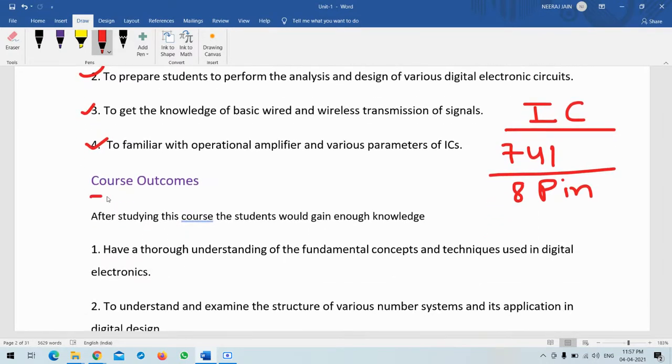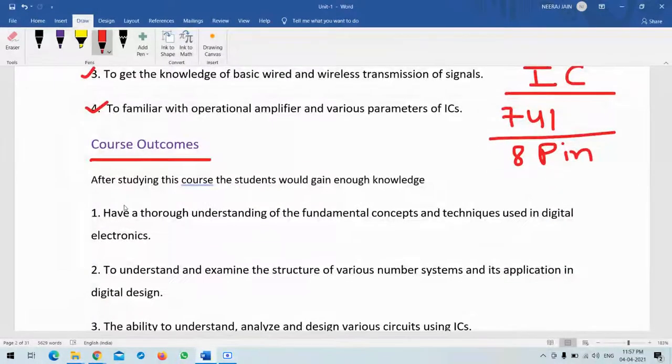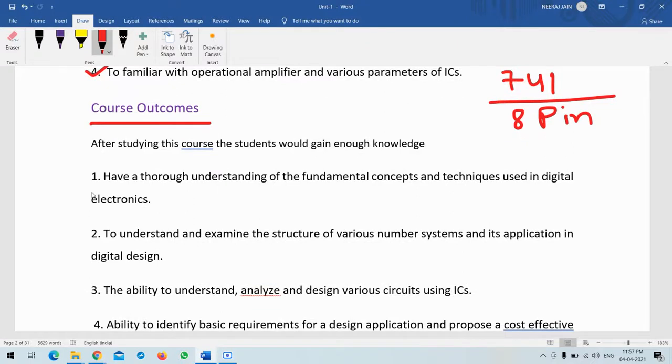Now, what will be the course outcome? After the study of this course, we will be able to have a thorough understanding of the fundamental concepts and techniques used in digital electronics. We will have an idea about which basic concepts are used. Second, to understand the structure of various number systems and their application in digital design.